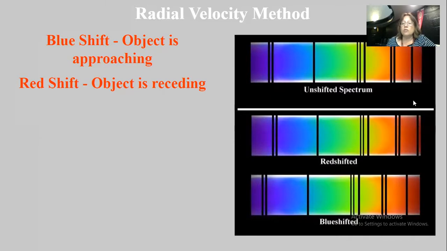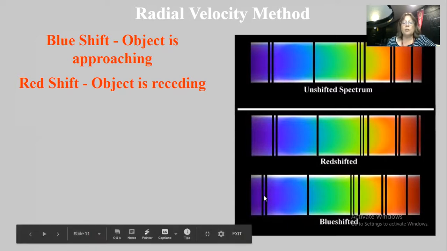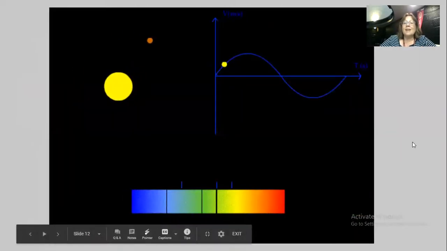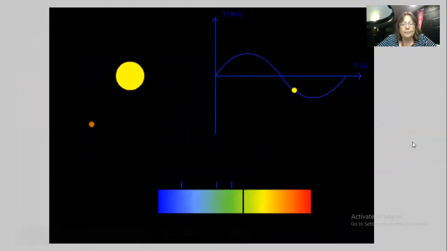Here's another one showing the same thing. It's just reversed. So here's our laboratory standard. And here these lines are shifted to the red end, that object's moving away from us. And here on the blue end, it's blue shifted. So this object is moving towards us. So what does that have to do with finding a planet?